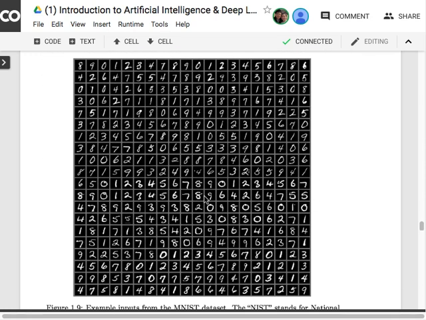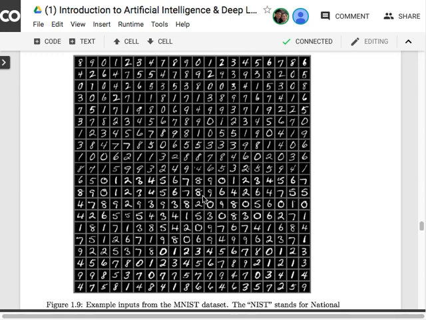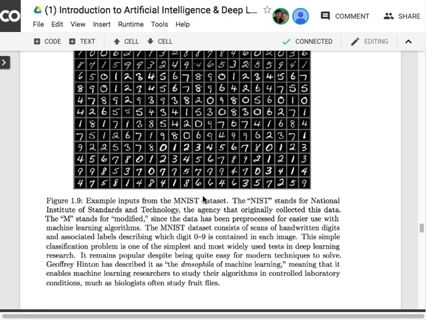This is the MNIST dataset. The MNIST dataset is a dataset of handwritten digits. It was used by the post office of America to automatically detect the postal code. MNIST stands for the National Institute of Standards and Technology, but we have the M because it stands for modified. They cleaned the data to become clean and very good to use.